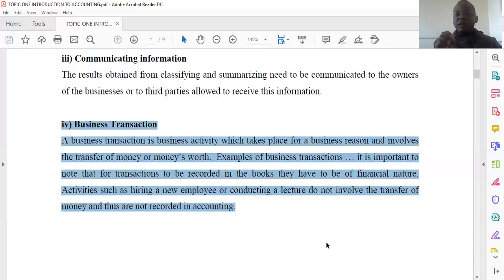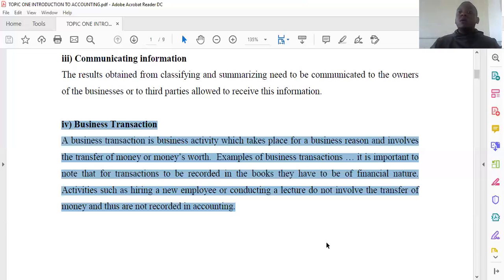A good example of a non-financial transaction or activity is the hiring of a new employee. You've just employed someone, no money has been spent, so that's not an activity that should be recorded by an accountant. This is an activity that can be recorded by the human resource manager. It's the human resource manager that deals with the hiring and firing of employees. So hiring of employees doesn't involve any monetary claim as such, and it need not be recorded by an accountant. It can be recorded by the human resource manager.